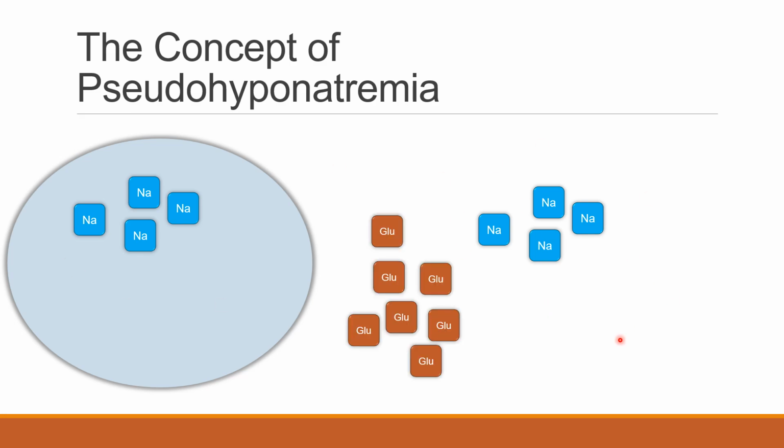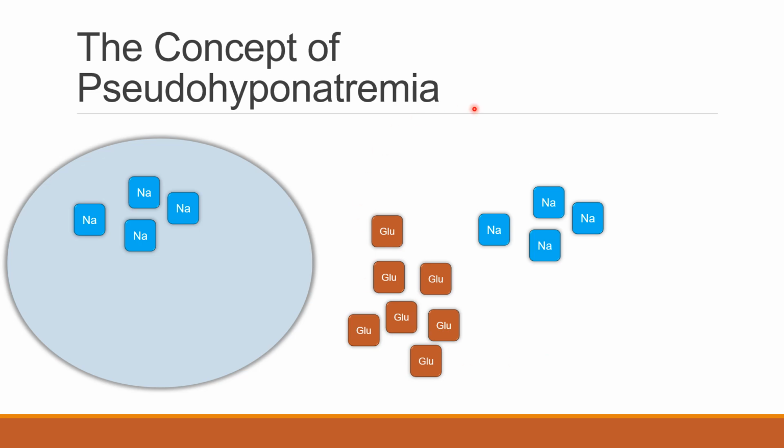Now when the hyperglycemia develops, as in a case of diabetic ketoacidosis, the total sodium content in each of these compartments remains the same, it is clear. But as the hyperglycemia has developed in the extracellular compartment, the osmolarity of this compartment increases, because glucose increases the osmolarity.